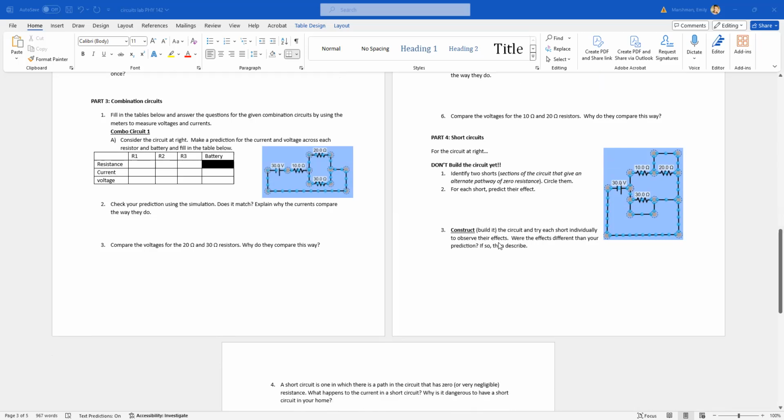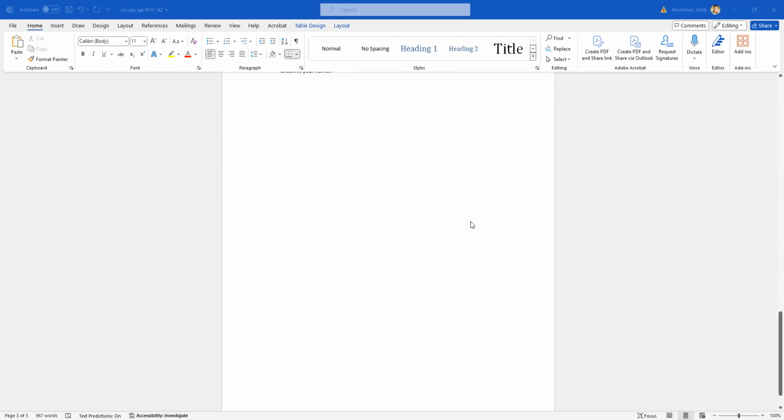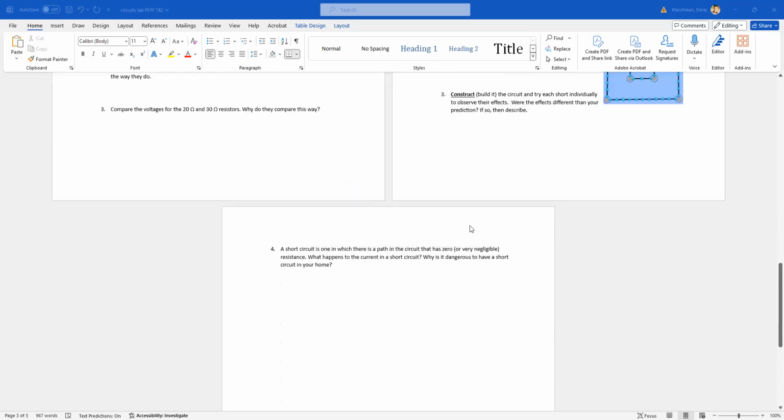And construct the circuit and look at how the current flows and see if it matches your prediction for the short circuit. And then there's a concept question at the end.